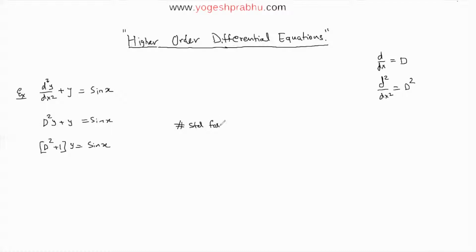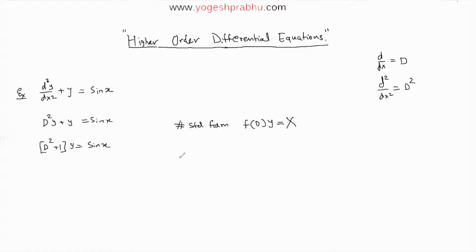Now the standard form of a higher order differential equation will have a function of D, capital D to be precise. You see a function of D times y, multiplied by y over here, and on the right hand side you will have some function of x. It can be sine x, it can be e raised to x, it can be absolutely anything. Okay, any function of x. So we'll write this as capital X, where capital X is a function of x. Now this is exactly how the equation will look.